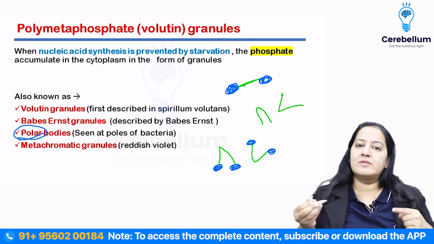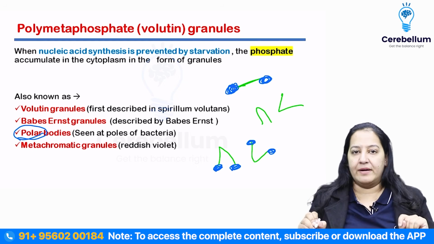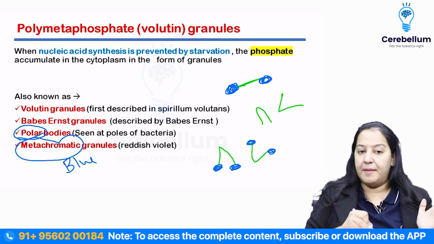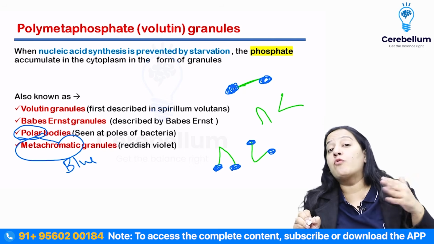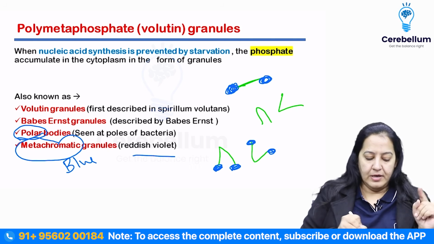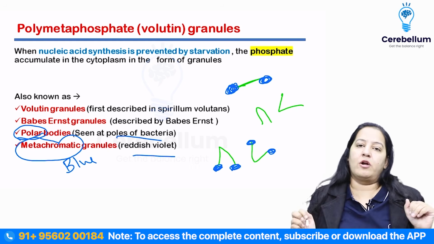So, metachromatic granules are also known as polar bodies, number one. Number two, they are known as metachromatic because they are blue in color. I am drawing it with blue color. That's my blue or violet color. So, it is known as metachromatic, reddish violet, bluish violet. Polar bodies because they are present at the pole of the bacteria.